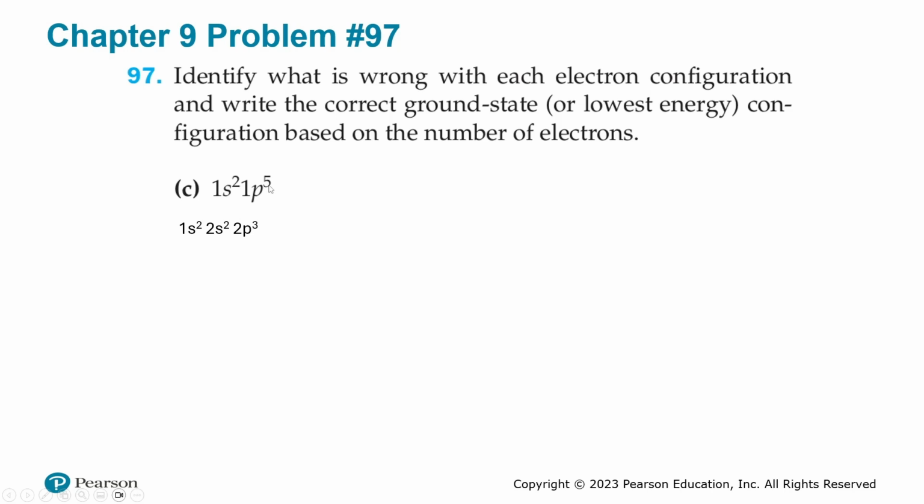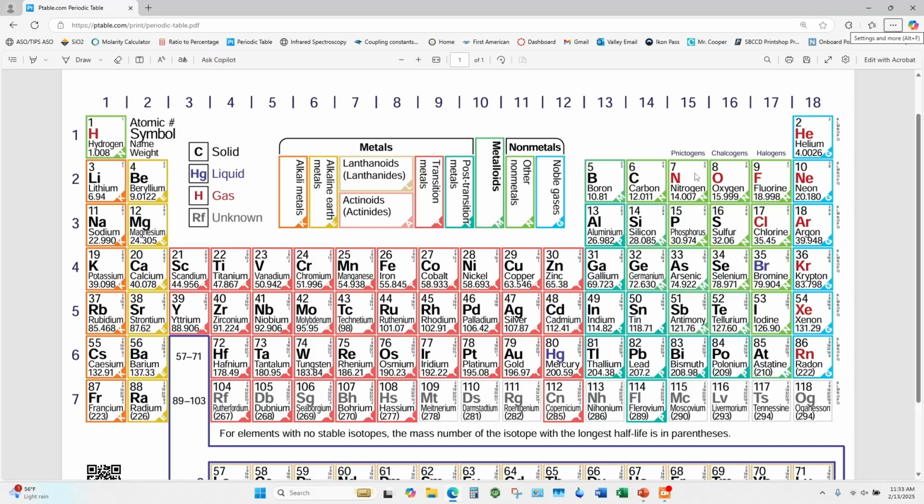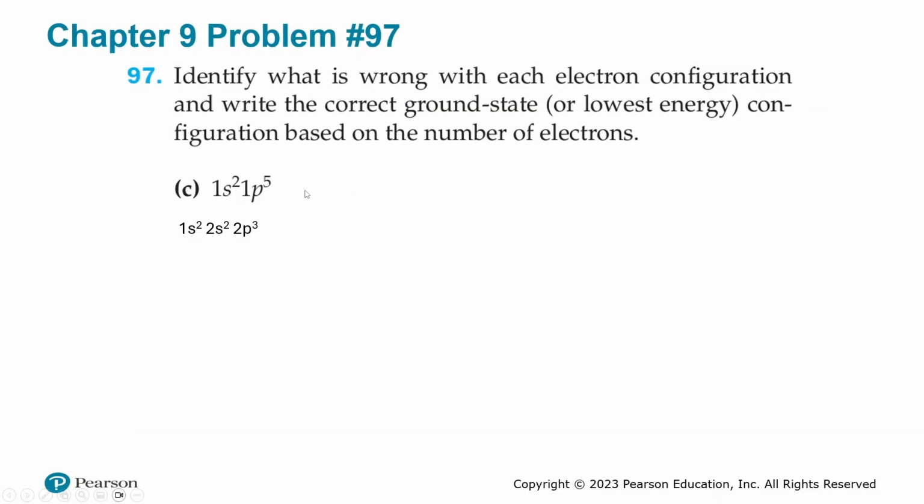So again, we would count the number of electrons. 2 plus 5 is 7. Go to the 7th element. It's nitrogen, and we can adjust accordingly.